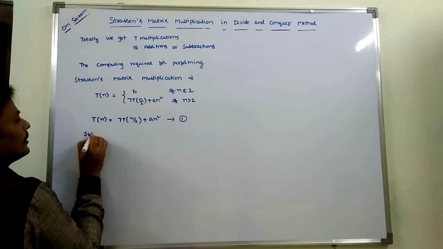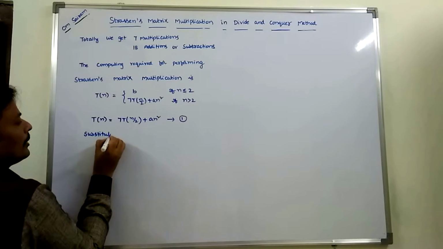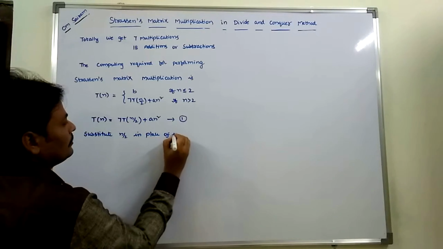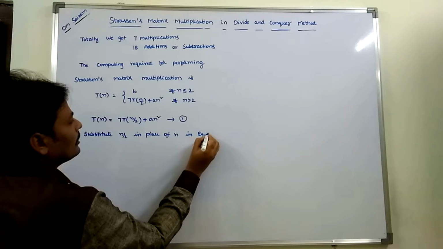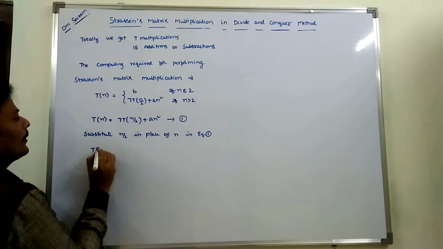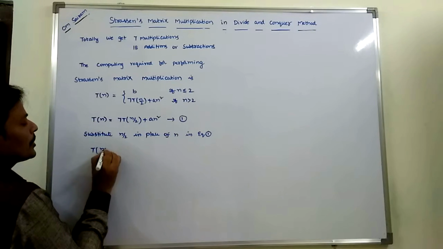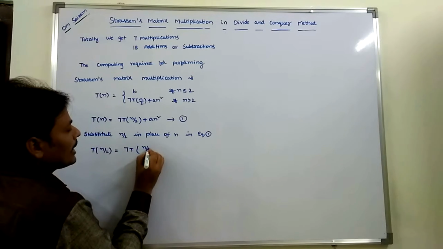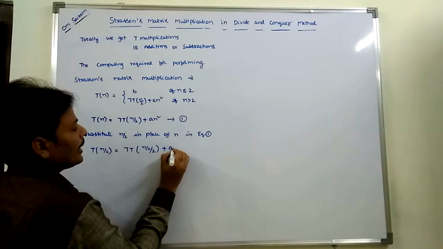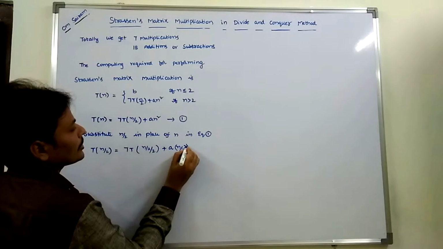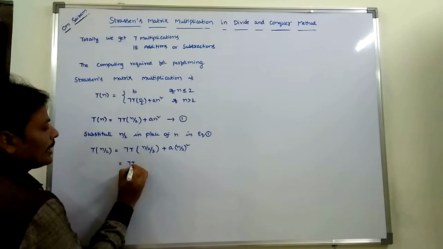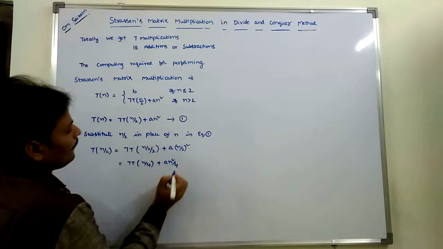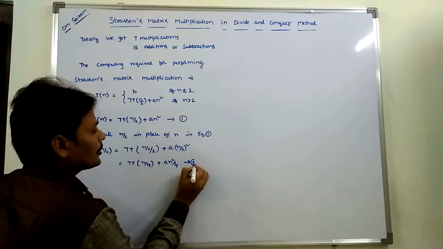So substitute n by 2 in place of n in equation 1. So that is T of n by 2 is equal to 7 into T, we have to place n by 2 in place of n, plus a into n by 2 square. So then we get 7T(n by 4) plus a n square by 4. So this is equation 2.